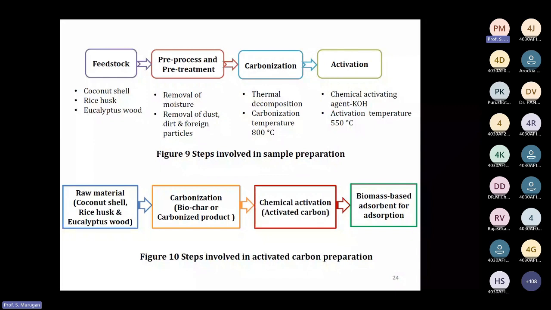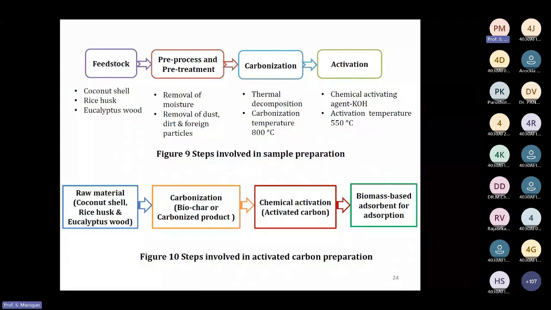Okay. So the top one is steps involved in sample preparation. First of all, you have to prepare this feedstock, whether you take coconut shell or rice husk or eucalyptus wood, any biomass you can take, but it should contain cellulose, hemicellulose, and lignin in a major proportion. So you can take any biomass material and consider that as a feedstock. First, you have to remove moisture from that. That is the first step. Then you have to remove dust, dirt, foreign particles.